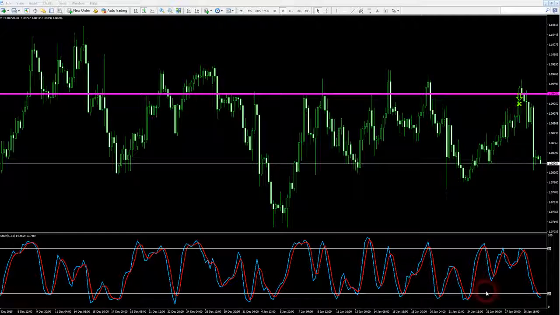And the oversold at the 20 level down here, when the lines touch or go below the 20 level, it tells you that prices are oversold and the candles might go up because the buyers might enter the trade and start pushing the price up.